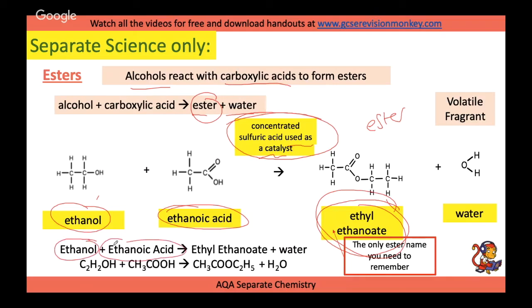Ethanol plus ethanoic acid making our ester, ethyl ethanoate, and water. If you see the way the molecules are written here, you can see obviously their functional group. So this is the alcohol, and then the hydrocarbon bit is written before. Again, for ethanoic acid, they tend to write the functional group and then the hydrocarbon bit before.